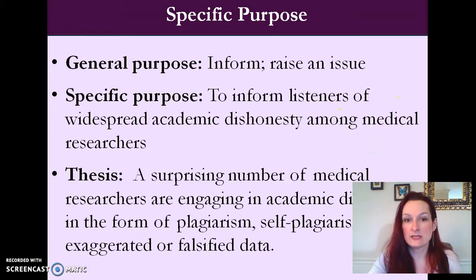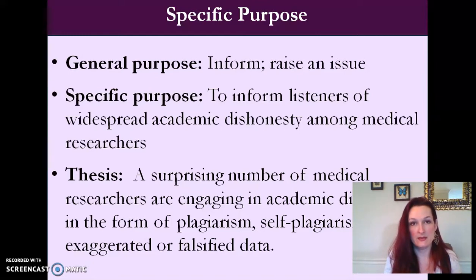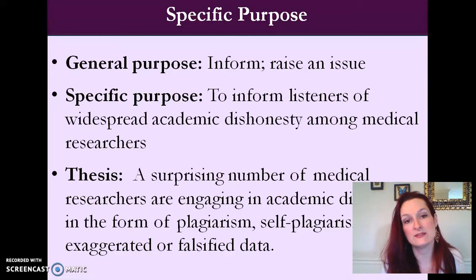So let's look at an example of a specific purpose and a thesis statement. Let's say my general purpose is to inform, to raise an issue. My specific purpose is about widespread academic dishonesty among medical researchers. And then my thesis statement might be, a surprising number of medical researchers are engaging in academic dishonesty in the form of plagiarism, self-plagiarism, and exaggerated or falsified data.